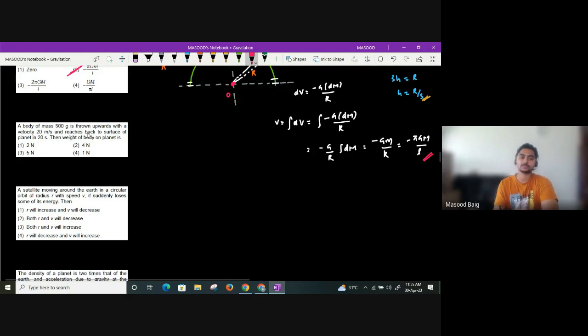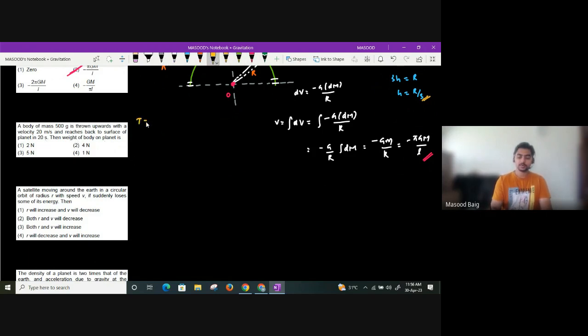A body of mass 500 grams is thrown upwards with a velocity of 20 meter per second and reaches back to the surface of the planet in 20 seconds. Then what is the weight of the body on the planet? Can I find out g on the planet from this or not?